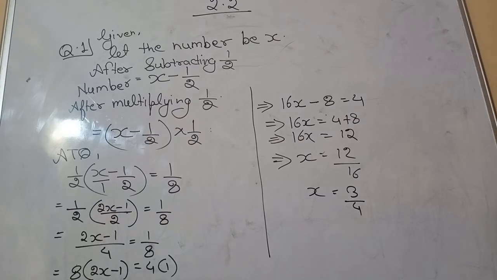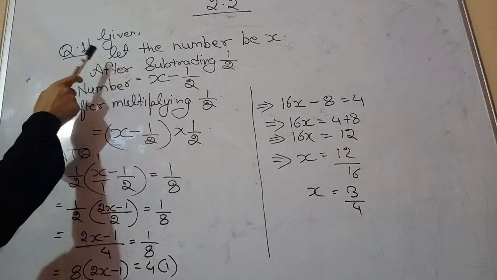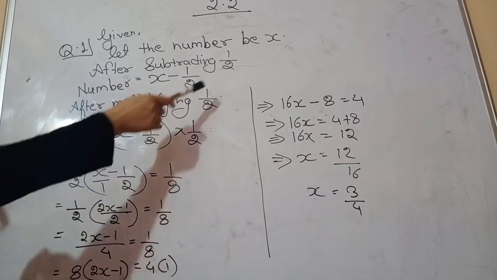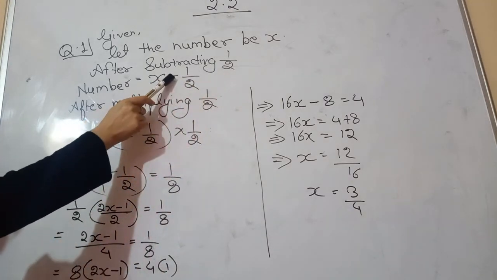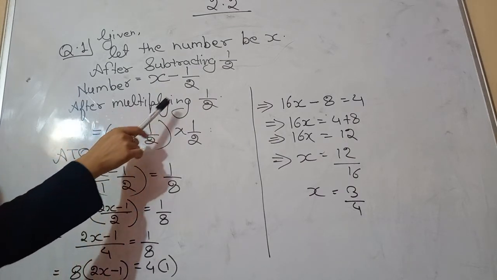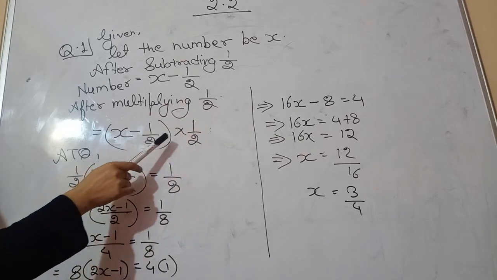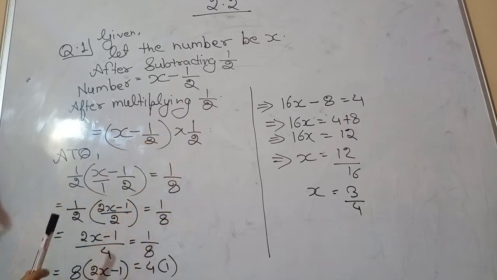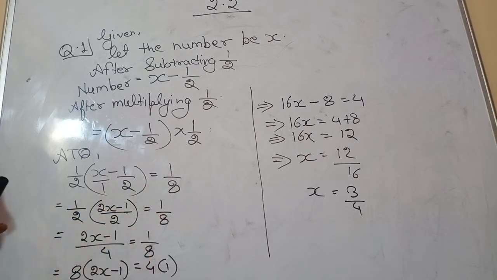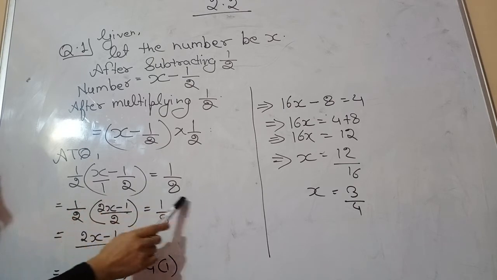Now what is given? If you subtract 1/2 from a number, we don't know what the number is, which means it is the unknown quantity. So let us take that number as x. First thing we have completed. Now according to the question, when we subtract 1/2 from that number, and after subtracting, we multiply the result by 1/2, we will get 1/8. So this is how, according to the question and condition, we have formed an equation.